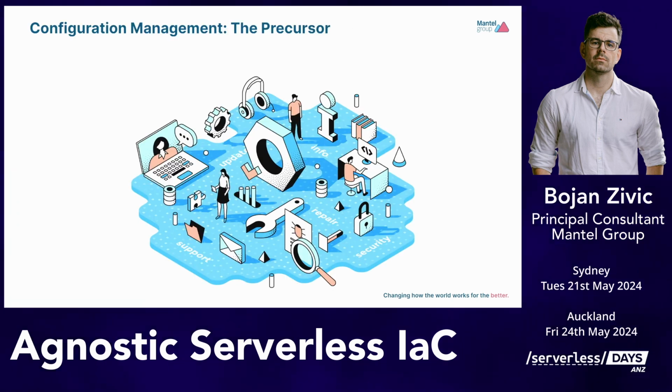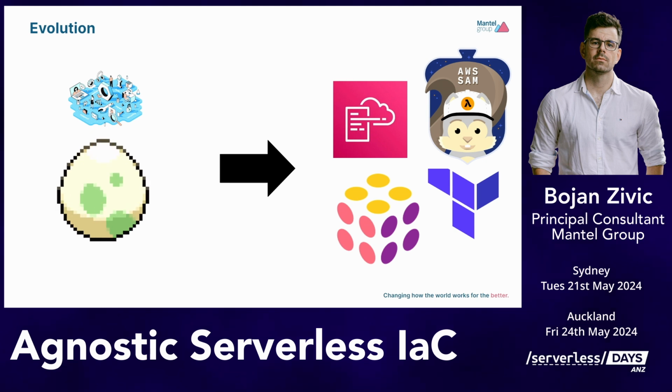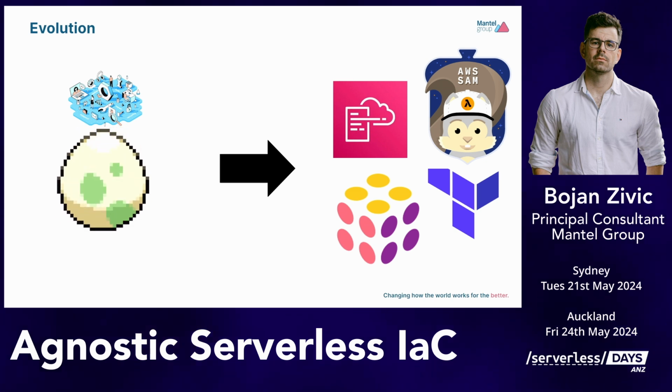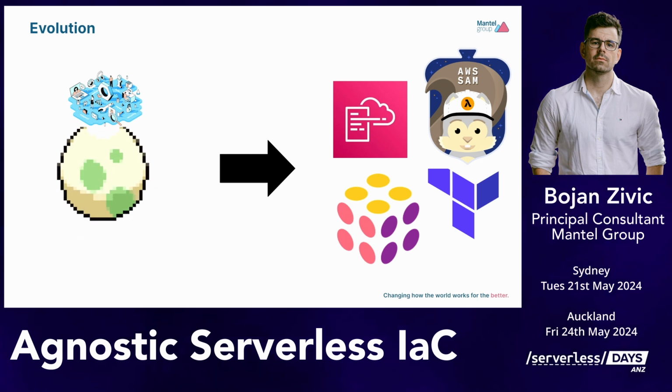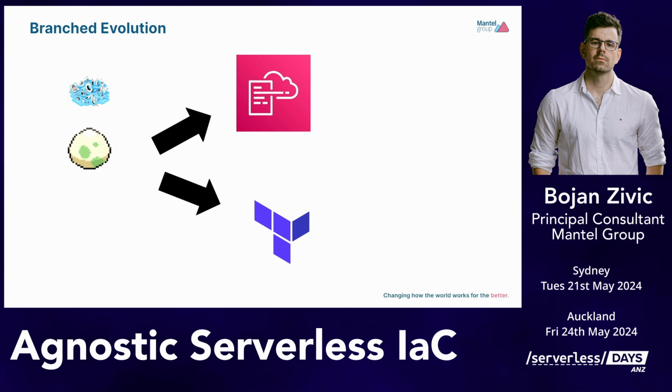But look, it's configuration management. That's the precursor to infrastructure as code. And honestly, there was a bit of an evolution, right? When we started off with configuration management, it was all about the app. But then infrastructure as code came through with the evolution of the cloud and the ability to scale and, well, do things we used to have to do in a data center. Now from the comfort of our own IDE. And it became a branched evolution for us.